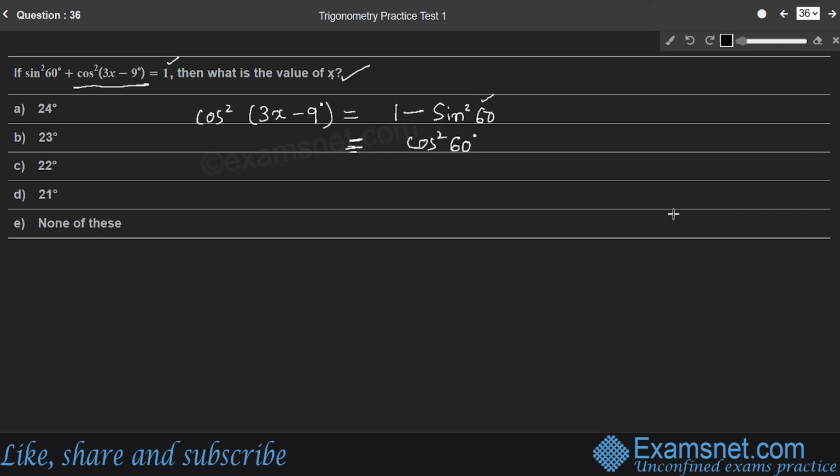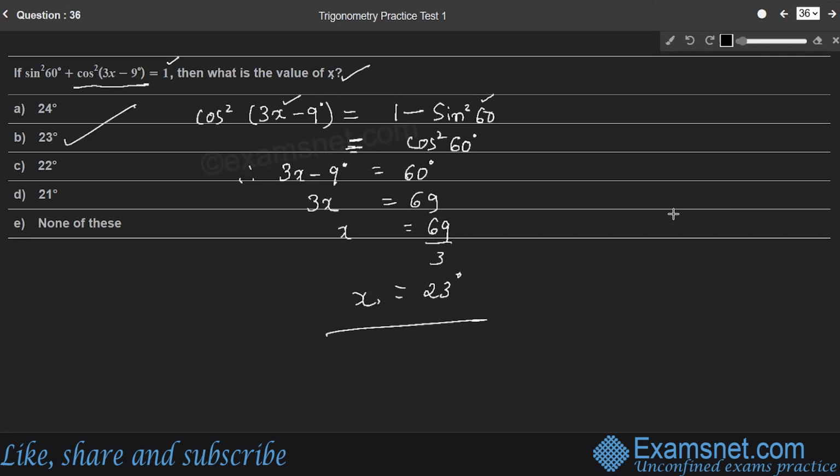Here the LHS is cos square (3x minus 9) degree, right? Therefore, we can equate the angles. Therefore, 3x minus 9 degree is equal to 60 degree. Cos square (3x minus 9) is equal to cos square 60 degree, so you can equate the angles. Therefore, 3x becomes 60 plus 9, which is 69. Therefore, the value of x is 69 by 3, which is 23 degree, right? So the value of x is 23 degree, option B.